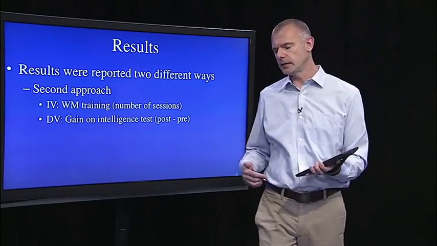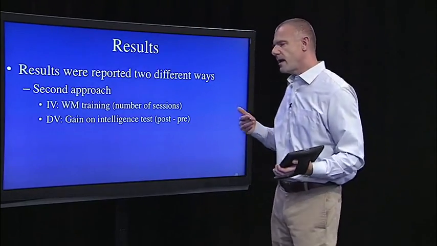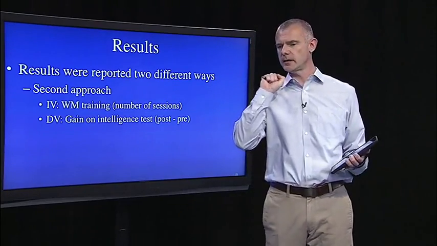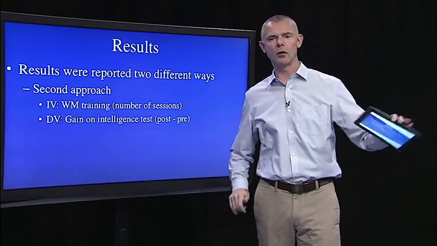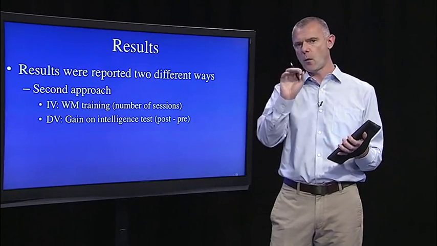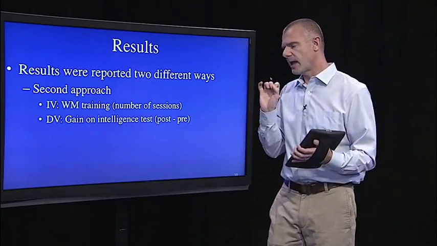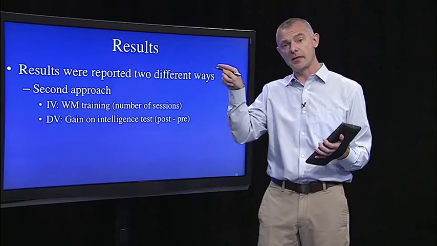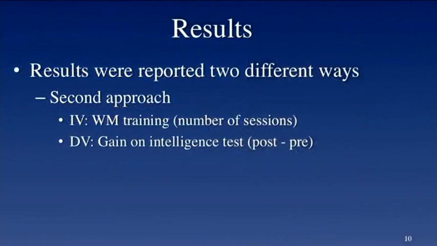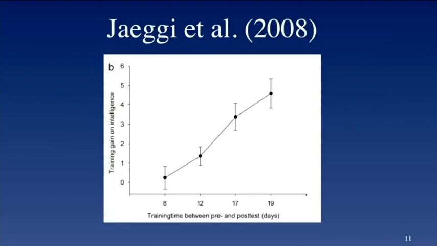A second way of looking at it is, if you recall, they had actually 4 separate training groups. So it wasn't just that subjects were randomly assigned to training or control. Within training, they were randomly assigned to one of 4 different conditions, and the conditions varied by the number of training sessions. So we could just use that as an independent variable, and as a dependent variable, just look at the gain score. And we'll do that because that's how they reported it in this graph that you've seen before.